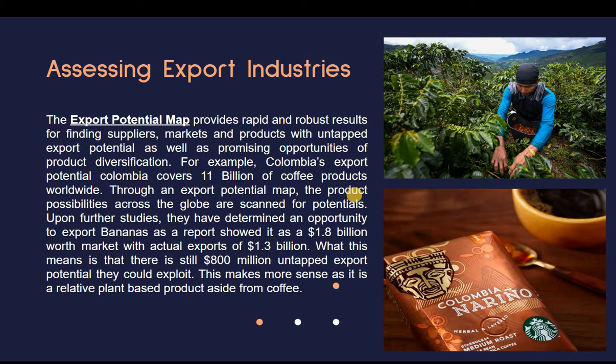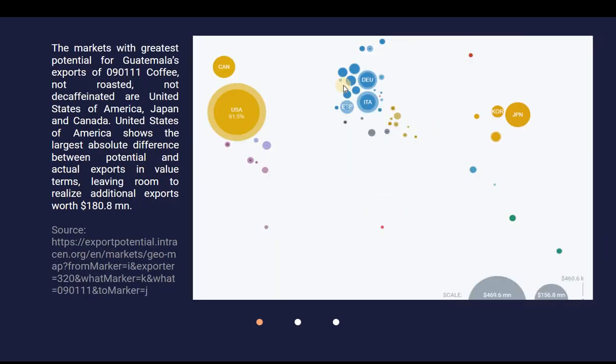After all, banana is a product that could go hand in hand with coffee restaurants or coffee shops, or just for consumer markets in general. This makes more sense as it is a relative plant-based product aside from coffee. So using the export potential map, you can come up with this. There are a lot of software tools that you can use nowadays to help you produce an export potential.